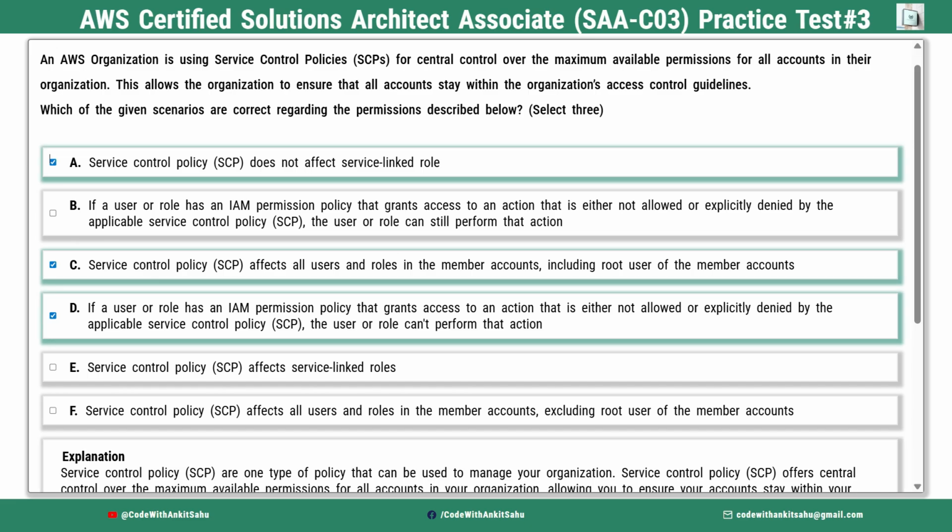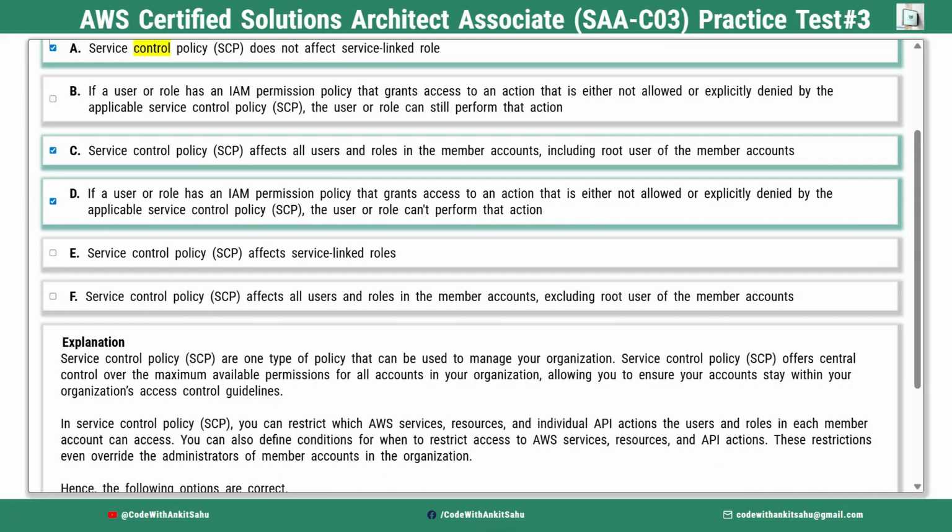Correct answer. Option A. Service Control Policy, SCP, does not affect service-linked role. Option C. Service Control Policy, SCP, affects all users and roles in the member accounts, including root user of the member accounts. Option D. If a user or role has an IAM permission policy that grants access to an action that is either not allowed or explicitly denied by the applicable service control policy, SCP, the user or role can't perform that action.